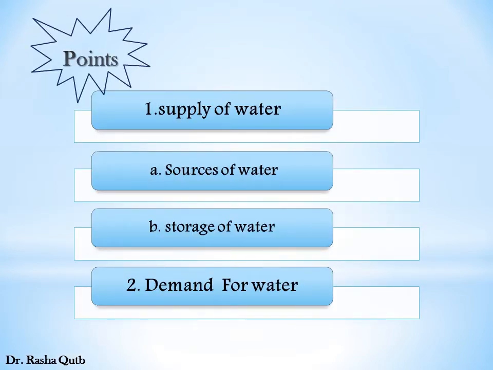Thereby, in this lecture, we will learn the following points. First of all, the supply of water. What are the main sources of water? How can we store water? And how can we draw the supply curve for water and the difference between movement and shift in the water supply curve. Finally, we will talk about demand for water and how we can draw the demand curve for water, who demands water in general, the main sectors that demand water, and the difference between movement and shifts in the water demand curve.